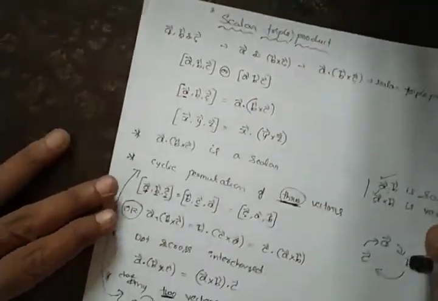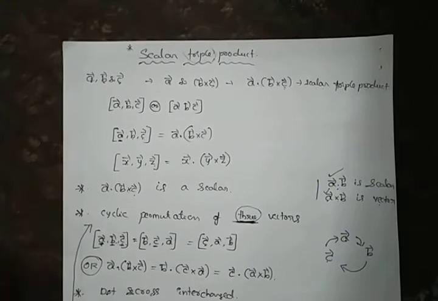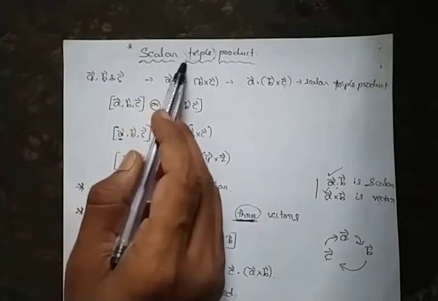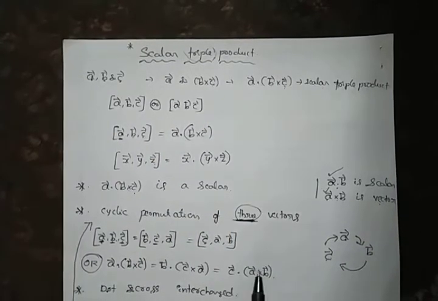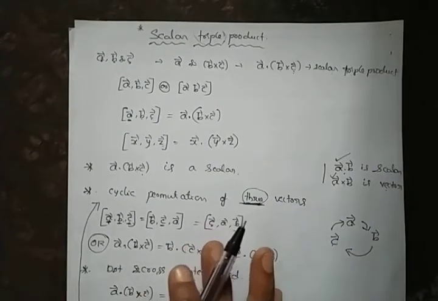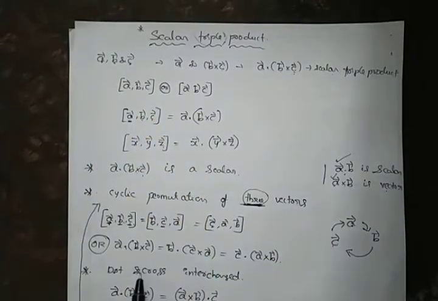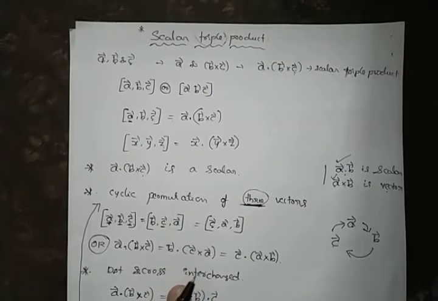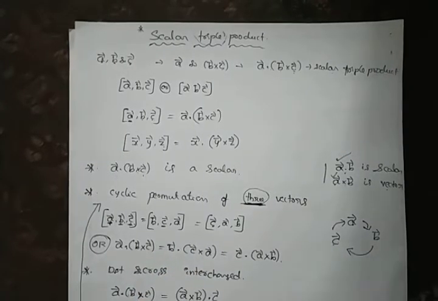Hence these are the points important to solve the problems based on scalar triple product. I will just revise once again. You just kindly note down in your notebook without making any mistakes. If you know these points, then only you will find it very easy to solve the problems based on scalar triple product. If you don't know these points, you will find it very difficult. These points play a major role in solving the problems.